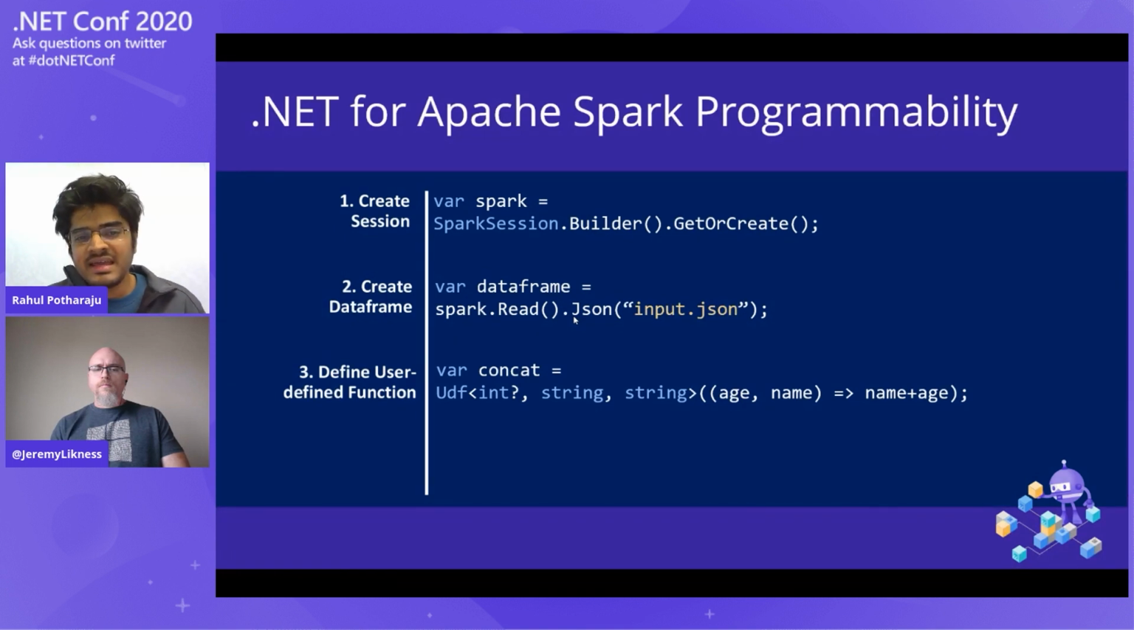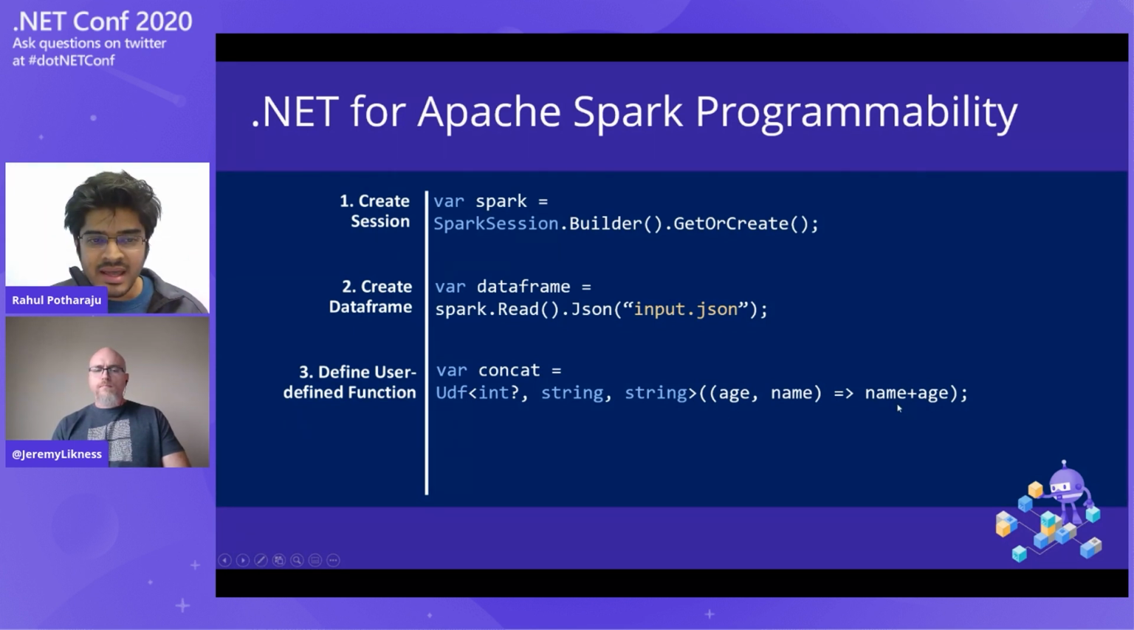In step three, you get the goodness of C#, and this is what really made the entire team proud when we managed to achieve something like this. You can write a simple user-defined function. In this case, this is a user-defined function that takes two parameters. One is a nullable integer, the other one is a string, and it returns a string. It's basically saying expect two parameters, one is an age, the other one is a name. Just go ahead and concatenate them and return it back.